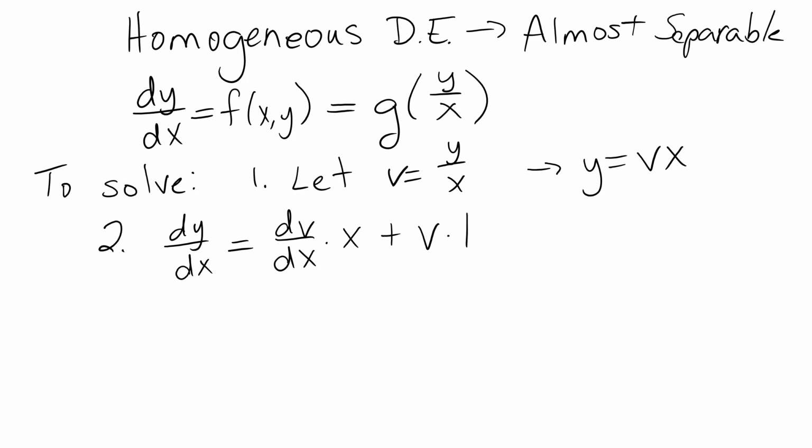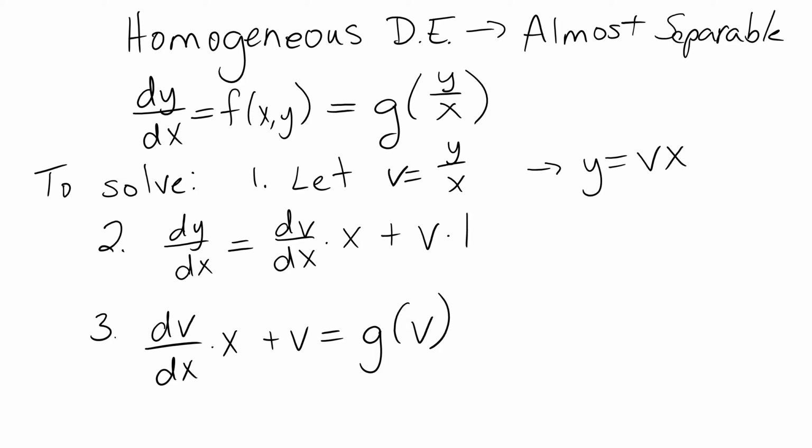So dy over dx equals dv over dx times x plus v. If I plug that in now, I have dv over dx times x plus v equals some function of v, because y over x is v. I can now separate this.